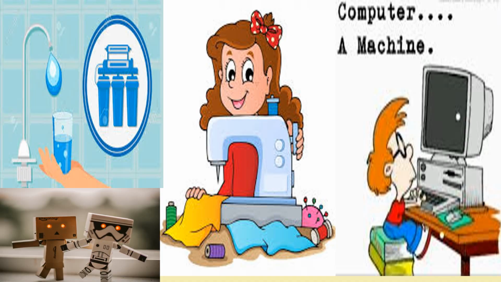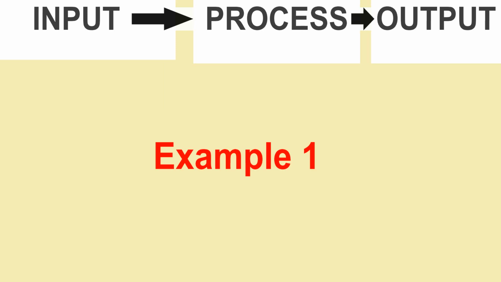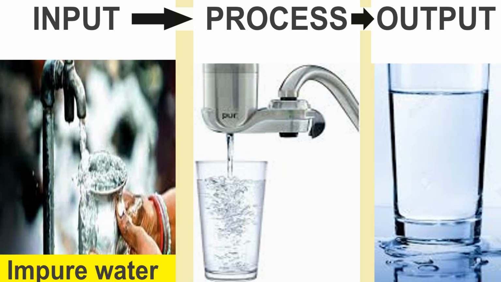A computer is a machine like other machines. It works on 3 basic steps. First one input, second process, third output. We can understand the above 3 terms with the use of following examples.